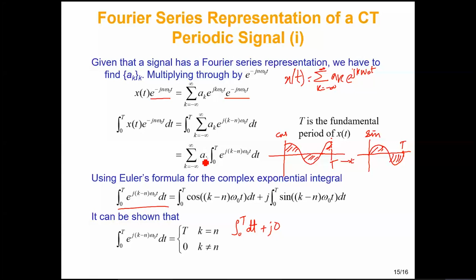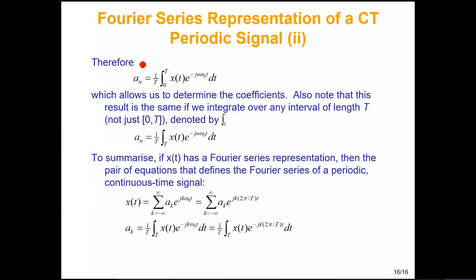So this whole summation ends up giving you a single value, and that single value will be just a_n times T. Once k is equal to n, this becomes a_n, and this becomes T. At all other values of k, this whole integral, as we have shown here, is 0. So this right hand side is just a_n times T, and the left hand side is basically this whole integral right here. And from a_n times T, we just take T to the other side. So a_n will be equal to 1 over T times this integral.